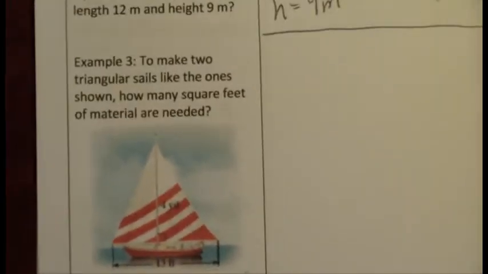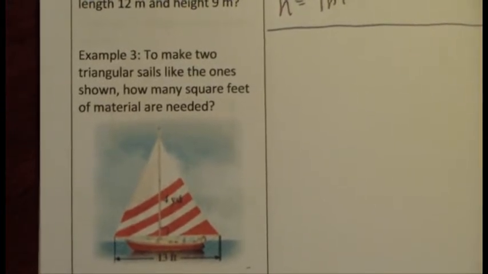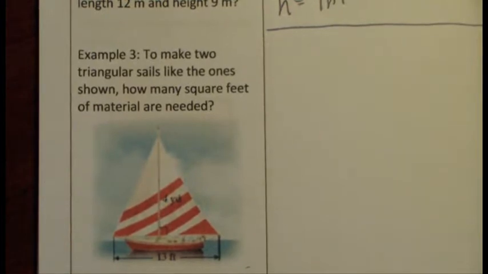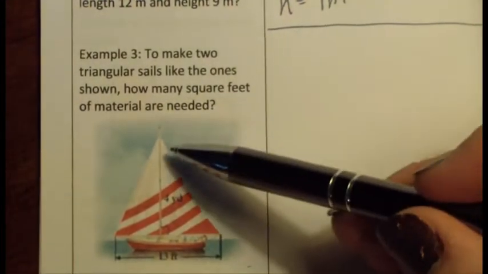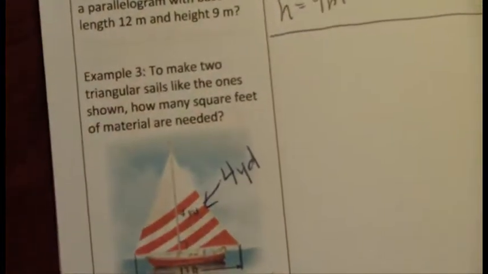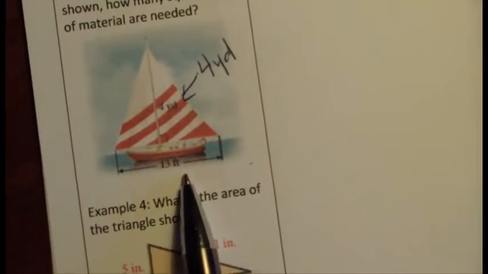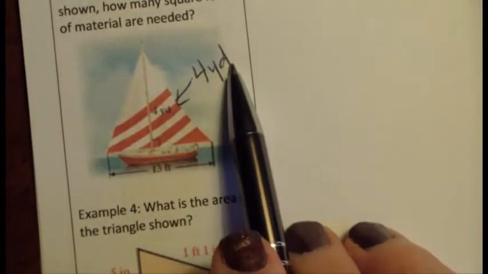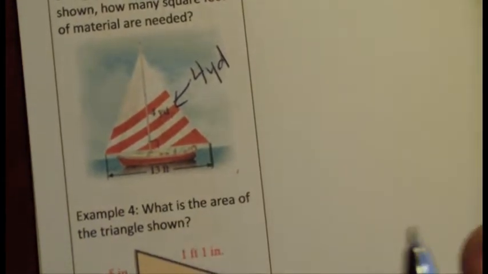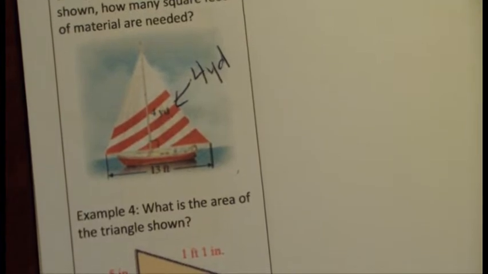Example 3. To make 2 triangular sails like the ones shown, how many square feet of material are needed? Now, in case you can't really tell from the picture, it right here says 4 yards. And we're told down here our base is 13 feet. So you'll notice one of our units of measurement is yards, the other is feet. So we're going to have to make sure we get the same units of measurement before we can multiply them together.